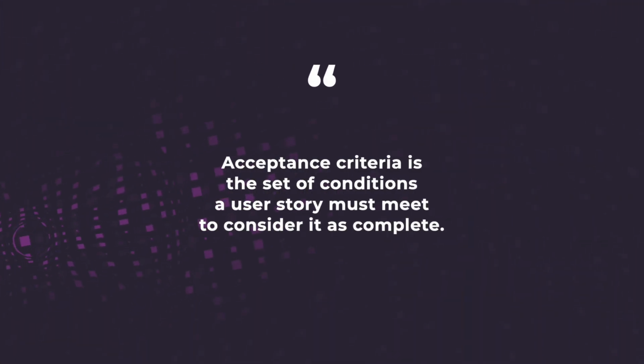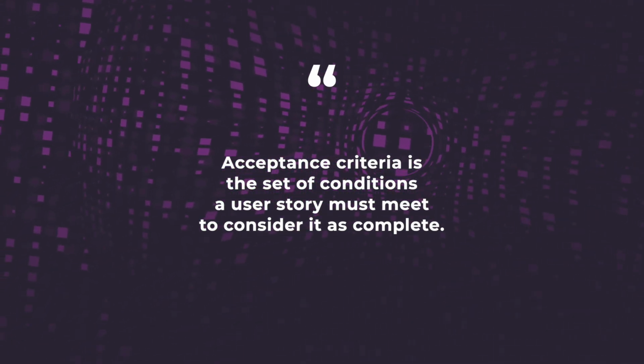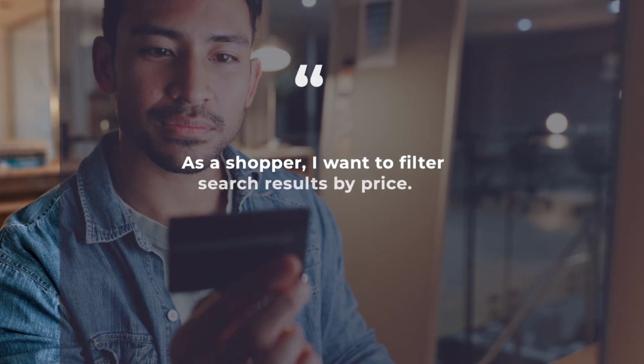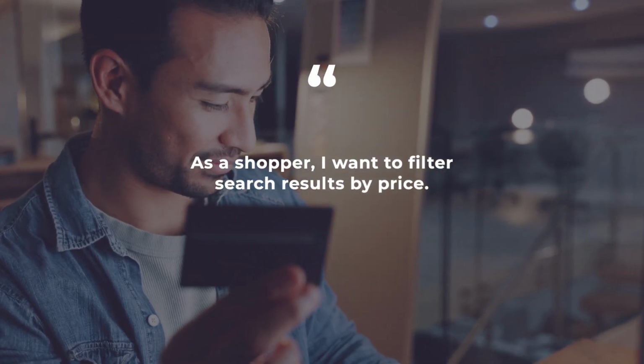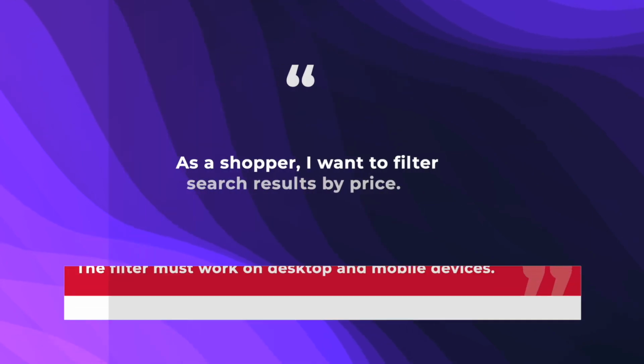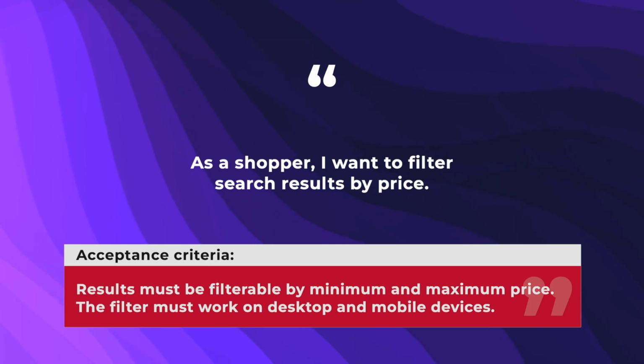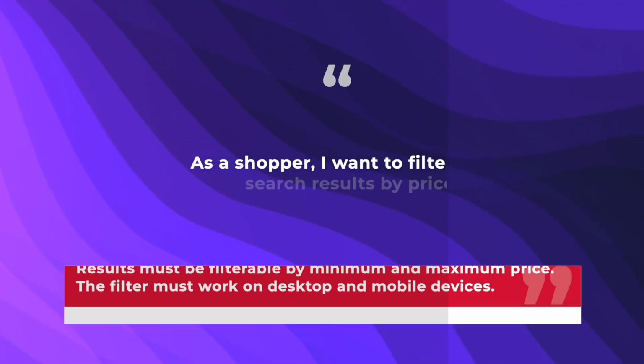These are the specific conditions or requirements that a user story must meet in order to be considered complete. They're like a set of test cases that help ensure the story delivers the intended value. Imagine a user story for an e-commerce site. As a shopper, I want to filter search results by price. The acceptance criteria could include details like results must be filterable by minimum and maximum price, and the filter must work on desktop and mobile devices.